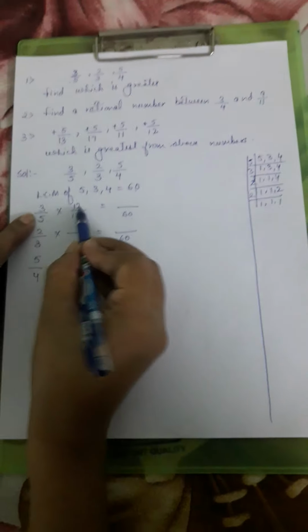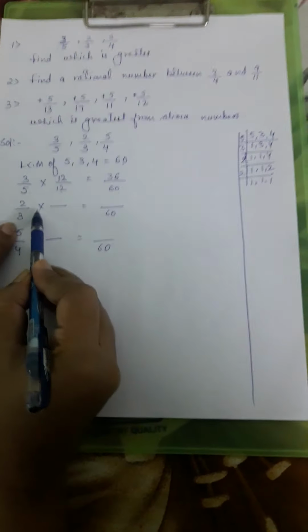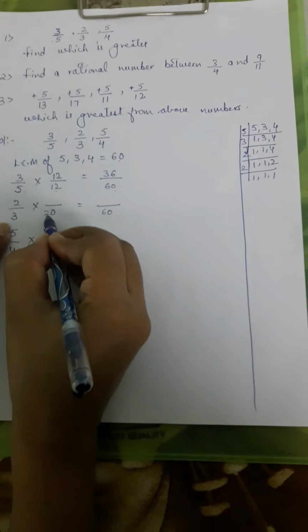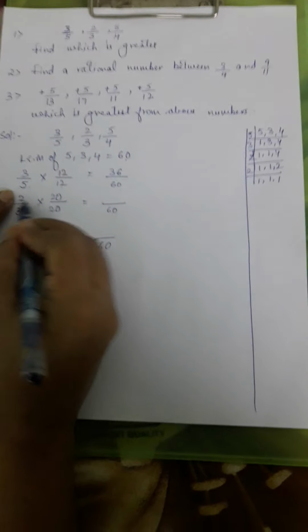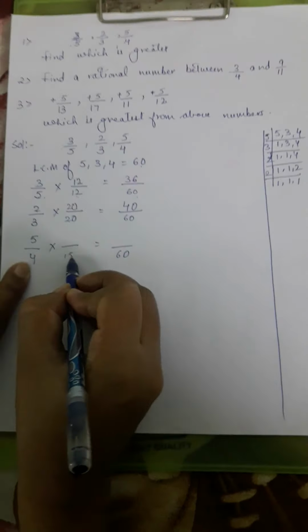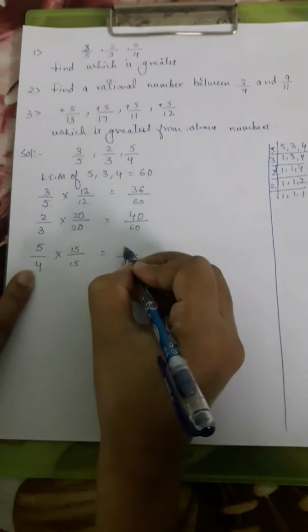Now 3 into 12, 3 twelves are 36. Again, 3 into which number is 60? 3 into 20 is 60. Then the same number will be written here. 2 twenties are 40. 4 into 15 is 60. The same number will come here. 5 into 15, 75.